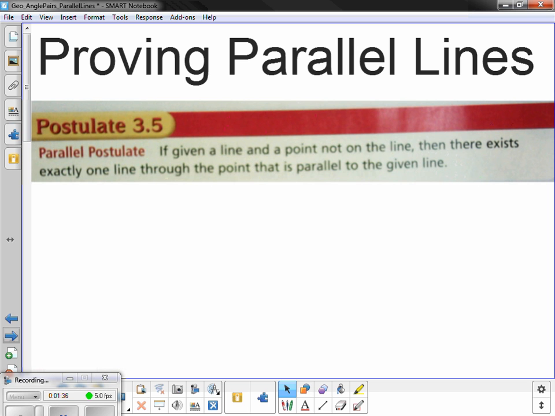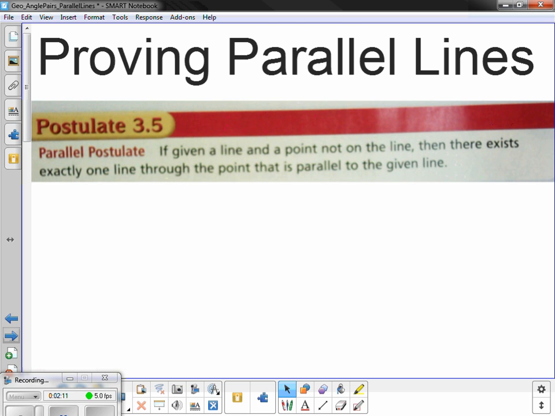So the first thing we have to understand is postulate 3.5. It's 3.5, not 3.4. It's called the parallel postulate. It says if given a line and a point not on the line, then there exists exactly one line through the point that is parallel to the given line. That is a fundamental postulate in geometry. So if I have a line and some other point, I can get one line through that point that's parallel to the line I already know. I've got to be able to draw a parallel line through another point, and this postulate allows us to do that.